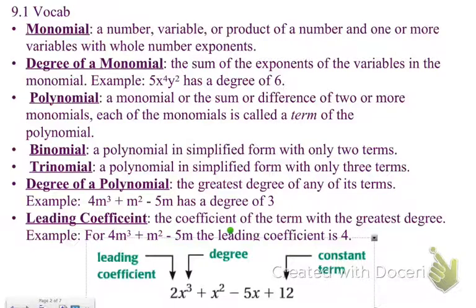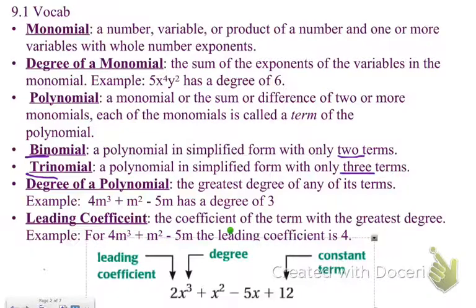Some other common words you'll hear, a binomial is just a polynomial in simplified form with only two terms. And again, kind of breaking down the word, the bi tells us the binomial has two. So then it makes sense that a trinomial has 3 terms. And the degree of a polynomial is the greatest degree of any of its terms. So for example, 4m cubed plus m squared minus 5m has a degree of 3. And notice that it's in order, it's kind of decreasing. The monomial with the largest degree comes first, and the one with the smallest degree comes last.